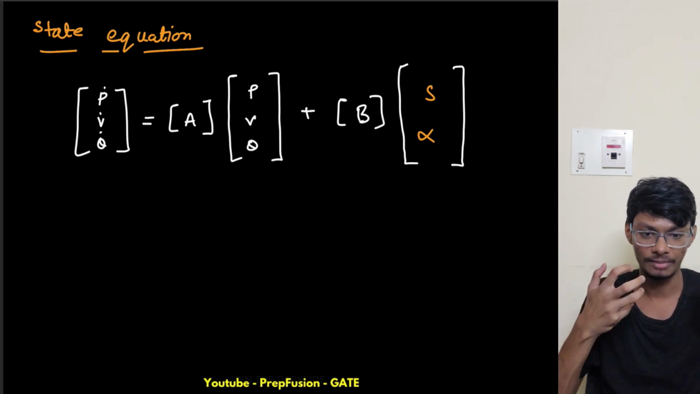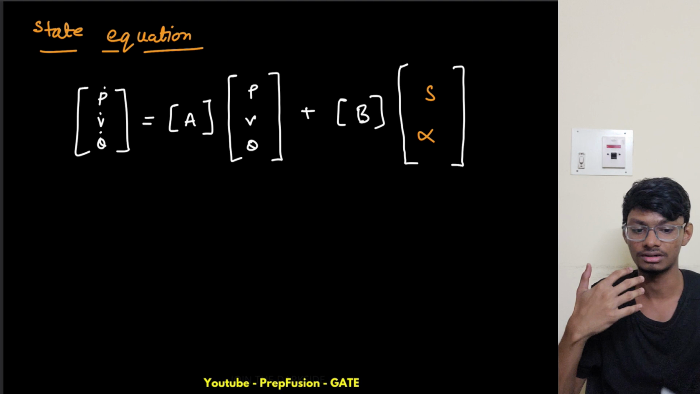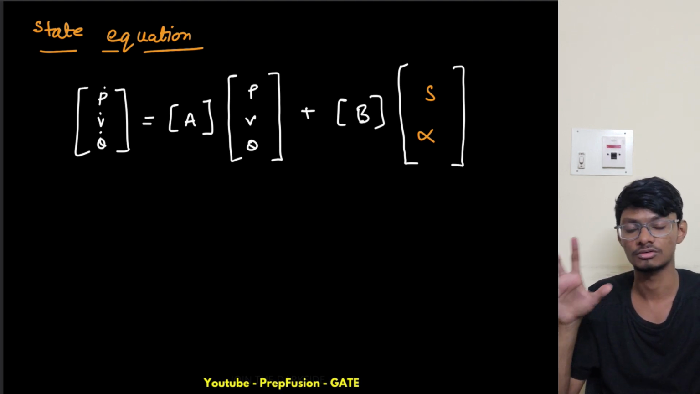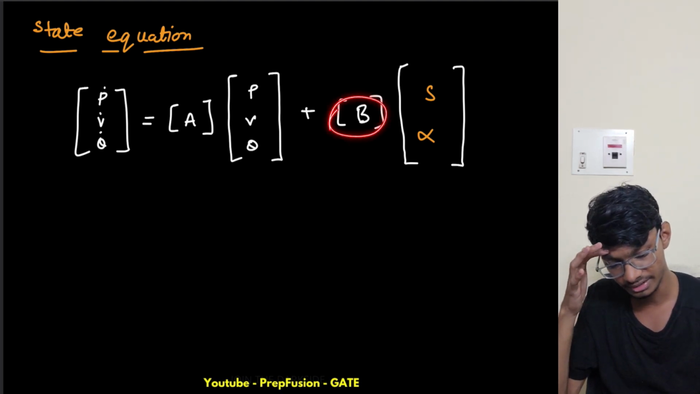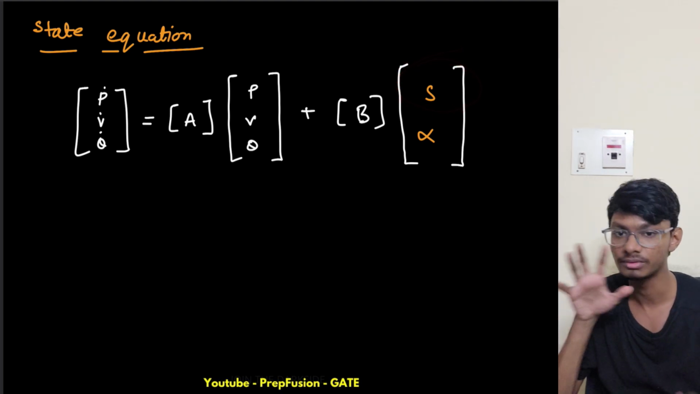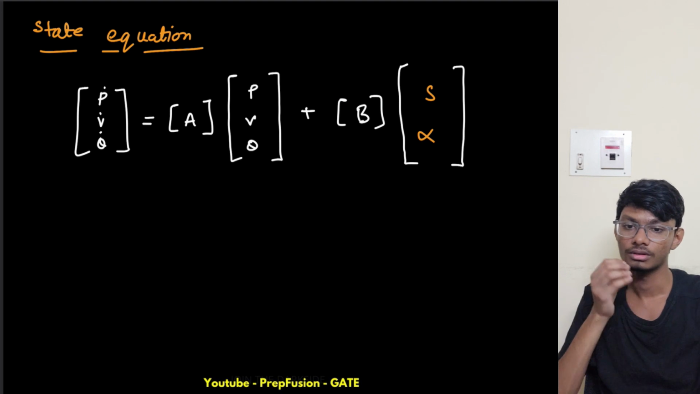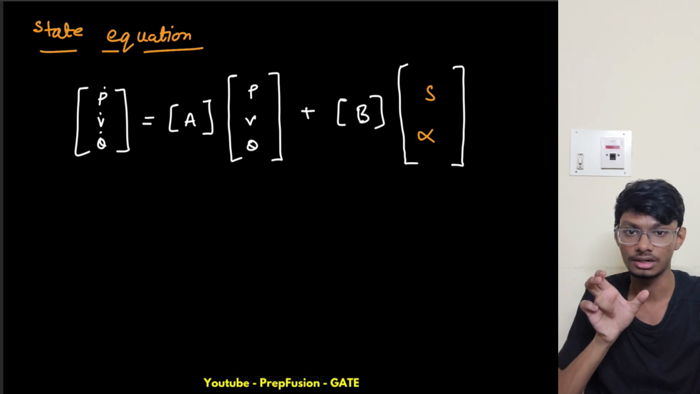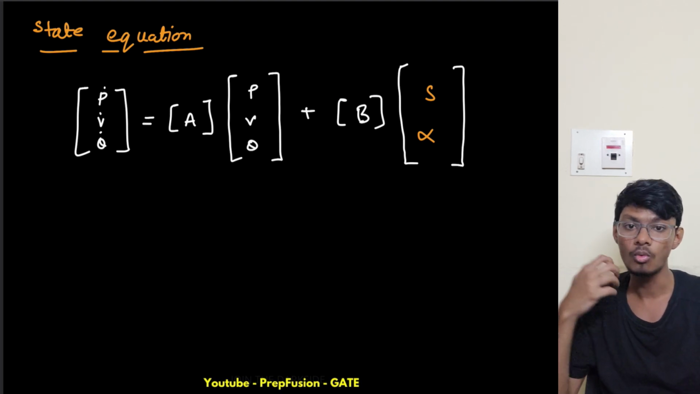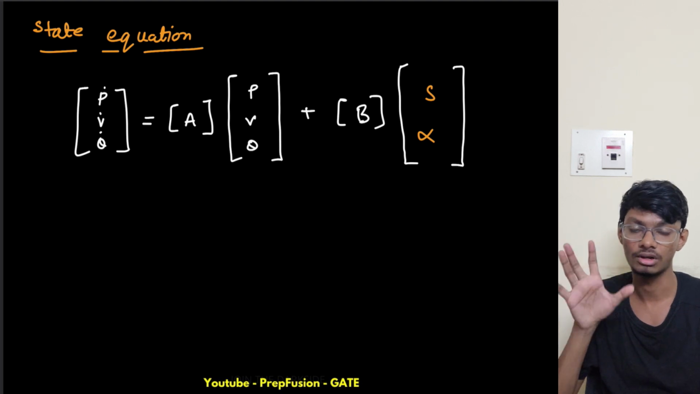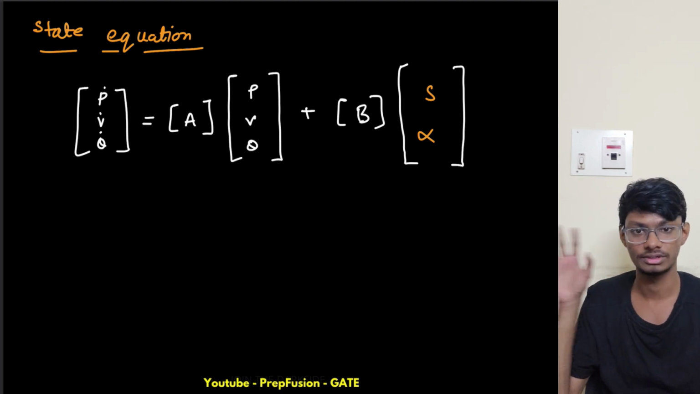So what happens then? My system becomes uncontrollable, because this B matrix becomes 0 even though I'm giving it some input. The input is finite, but this B matrix becomes 0, so my system becomes uncontrollable. Then how will I control my system again? How will I make my system come back to its normal state?